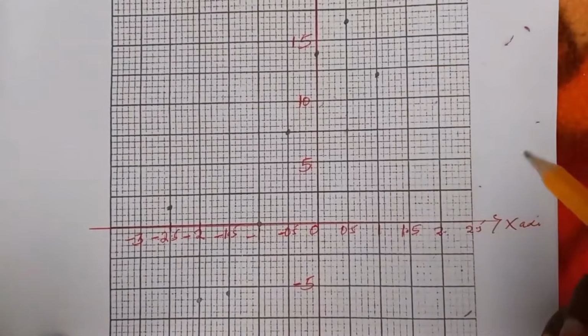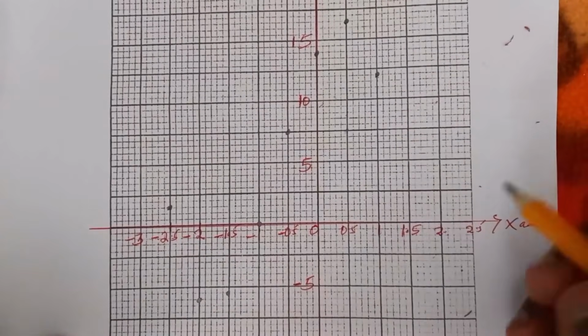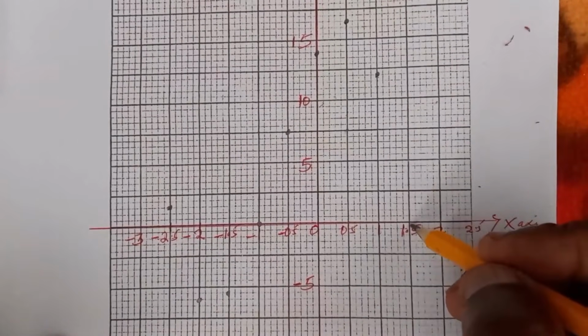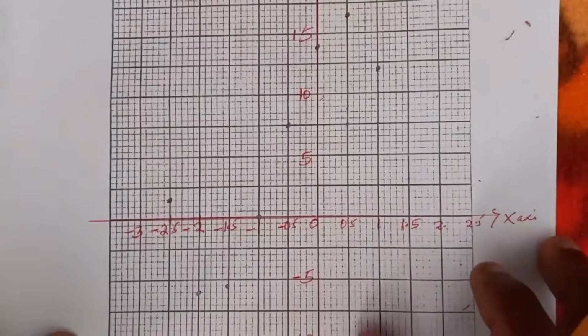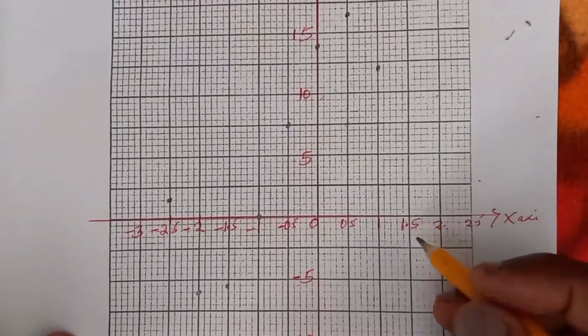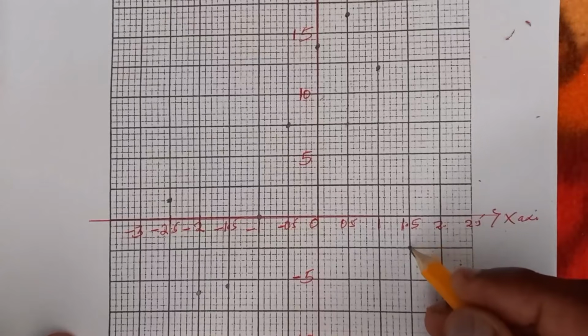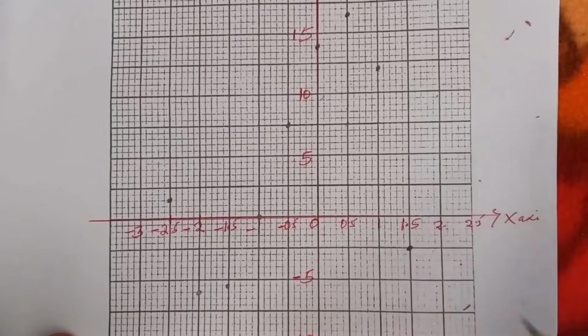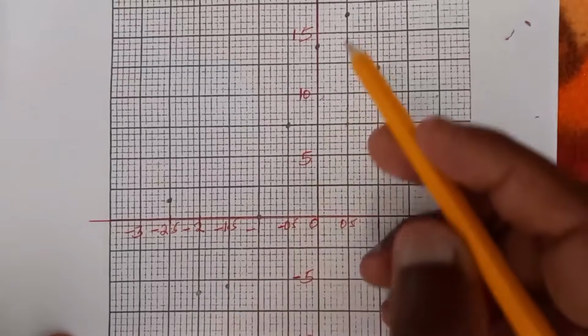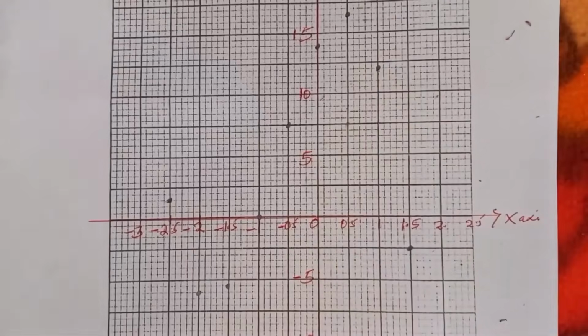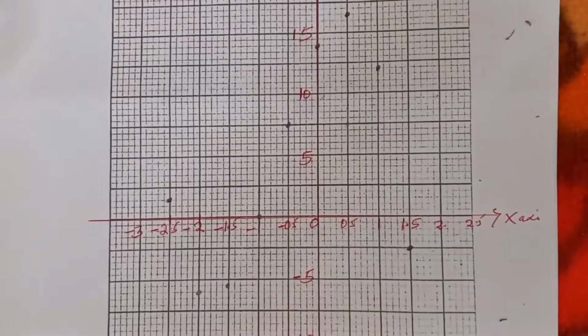Then the last one, 1.5, negative 2.5. Negative 2.5 is here. So now you have all the points plotted. You need now to join the points using a smooth curve.